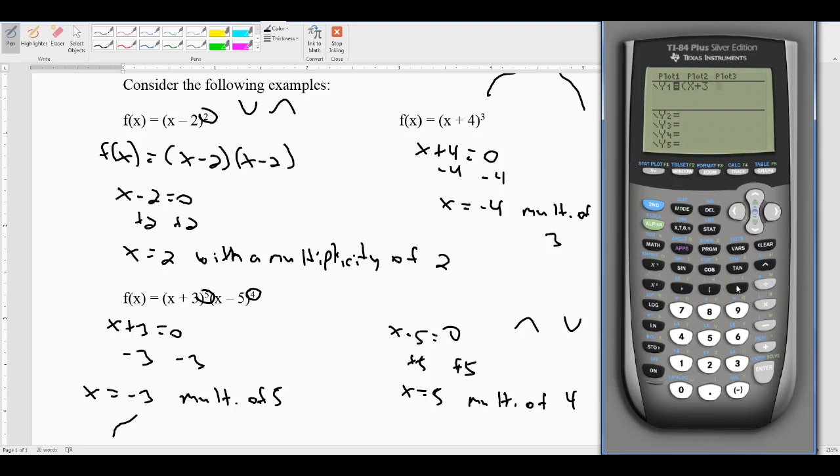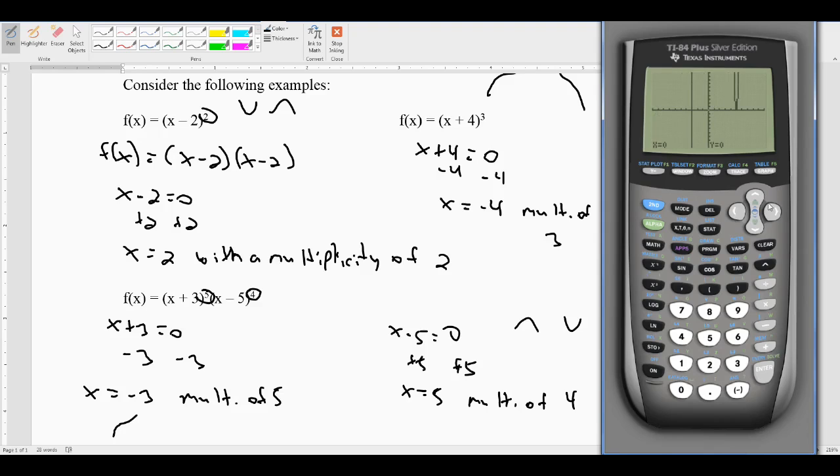X plus 3 cubed, x minus 5 to the fourth. Let's graph it. Okay, that's something of what we would expect. It goes through the x-axis at negative 3, and it looks like it's a touch and go, not for sure, but it looks like it is. You can always zoom in just to make sure.